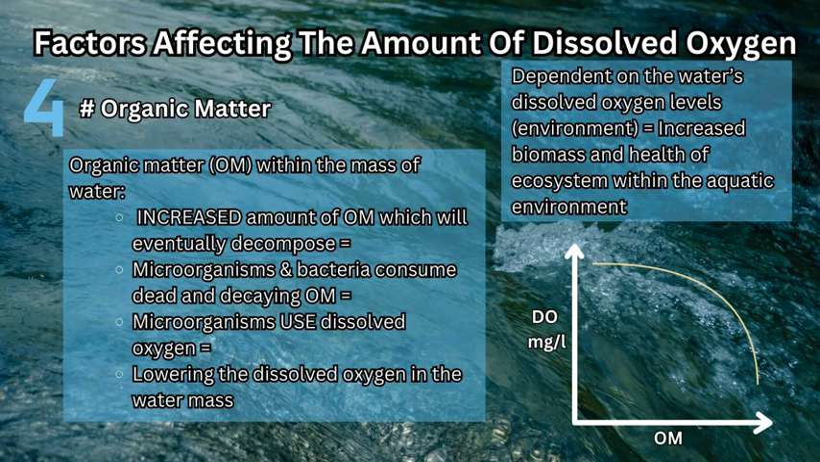So it's a delicate balance where you need oxygen to support life, but the life is going to eventually decay, and there's a tipping point, a threshold, where there is too much dead and decaying material and the bacteria is using the oxygen versus a healthy ecosystem.